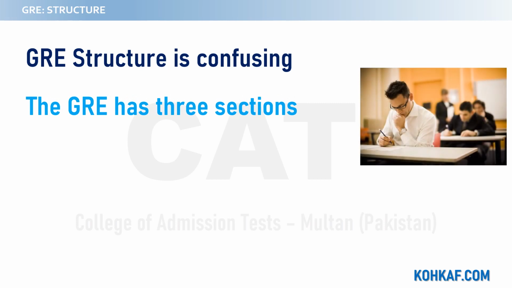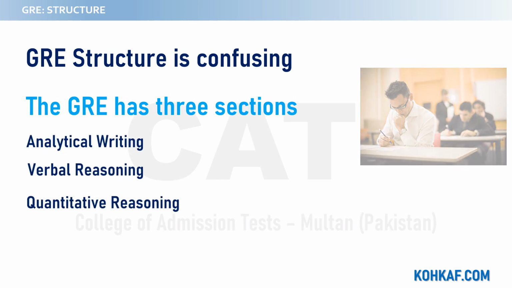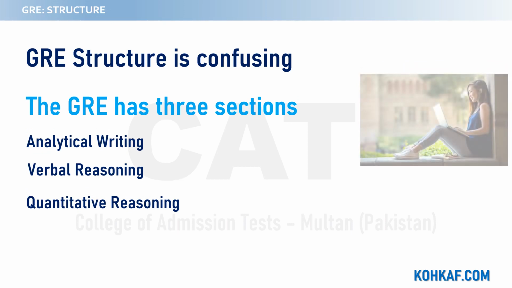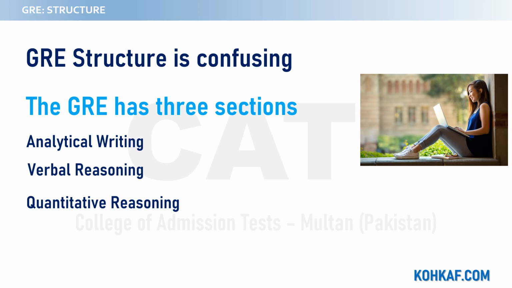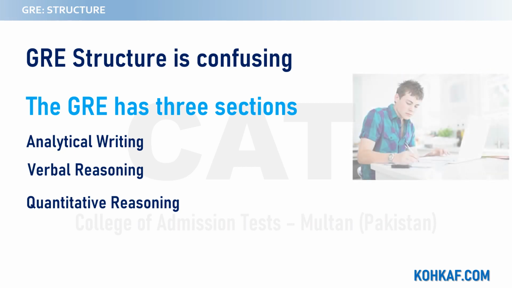The GRE has 3 sections: Analytical Writing, Verbal Reasoning, and Quantitative Reasoning. These are fancy names for writing, reading, and math, respectively. There's only one Analytical Writing section. Once you respond to the writing section, you'll move on to the remaining sections of the test, 2 verbal reasoning sections and 2 quantitative reasoning sections, which may be in any order.